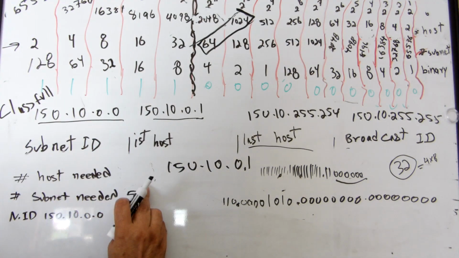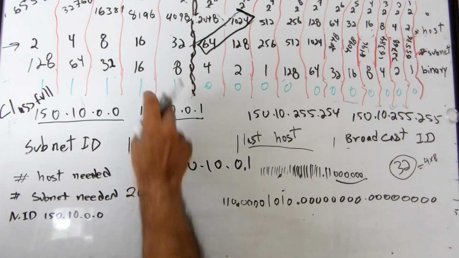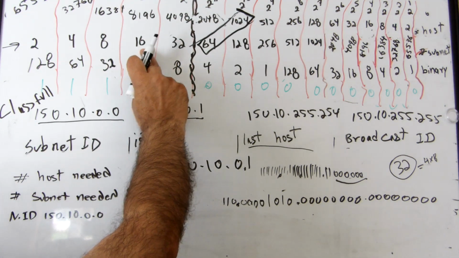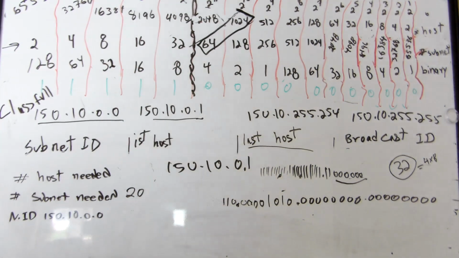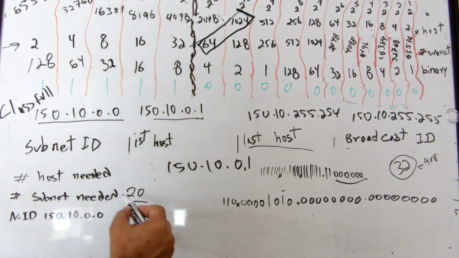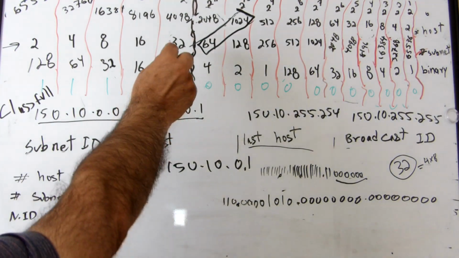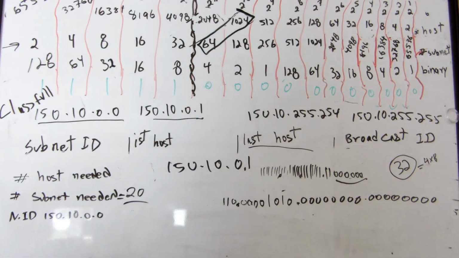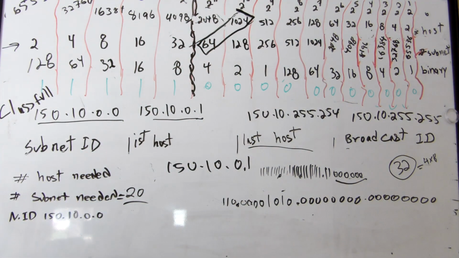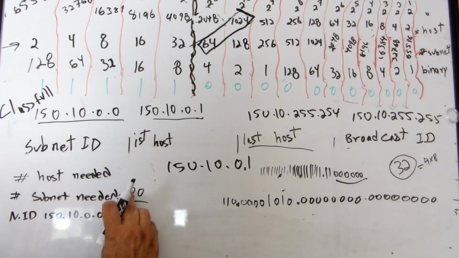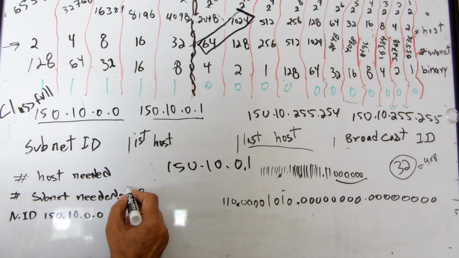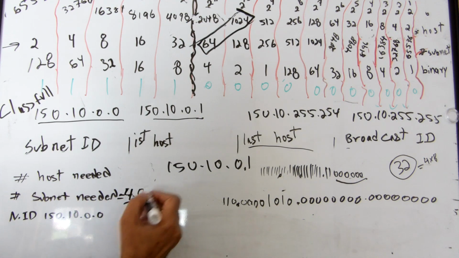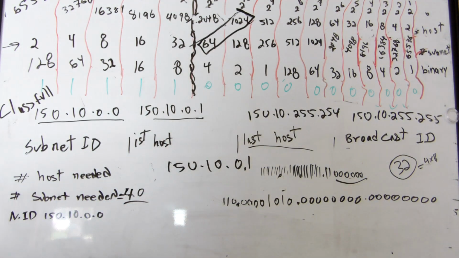Okay, if they need 20, then you choose this one because it's more than 16. I mean, you cannot choose 16 because this is 20. You have to choose this one, and then the number of hosts is going to be 2048. But for example, if they need 40, you have to choose this one, because you cannot choose this one, because this is 32.